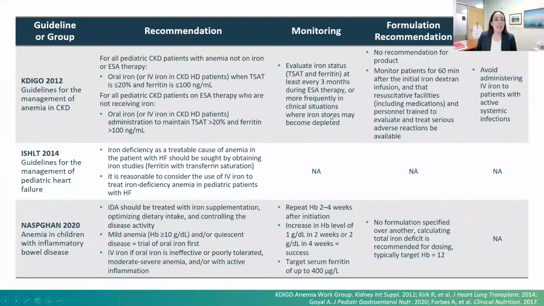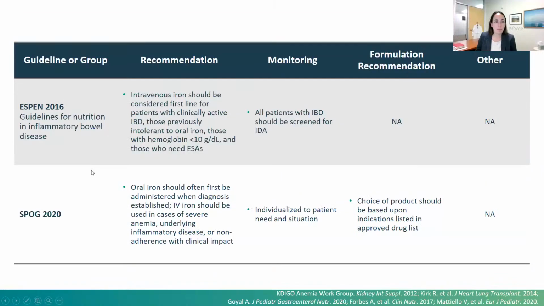These are some of the existing guidelines that look at chronic kidney disease and looking at oral iron indications versus IV iron therapy. There are some guidelines from ISHLT for pediatric heart failure, and then several for children with inflammatory bowel disease, looking at the degree of the anemia and if they're able to tolerate oral iron or not. Here are a couple more IBD or GI focused guidelines if you want to reference those in the future for any of your patients.